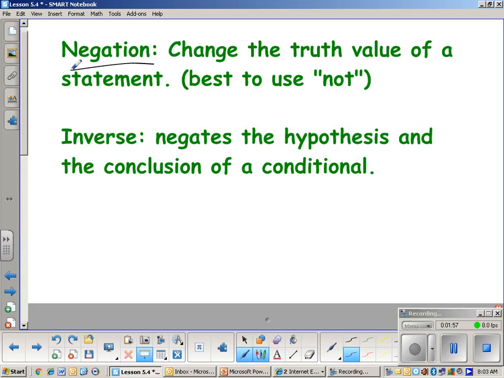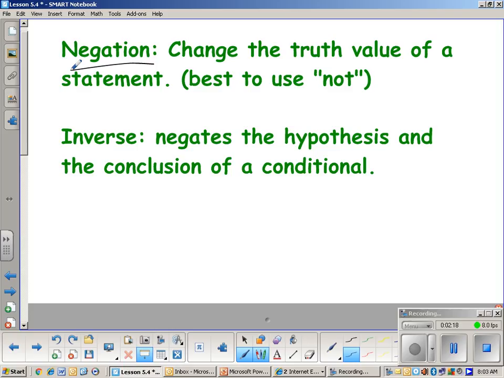If I said Silas is late, then your negation of that would be Silas is not late. We'll determine that as soon as I read that little green note. So negation means you change it, and usually it's best to use not.